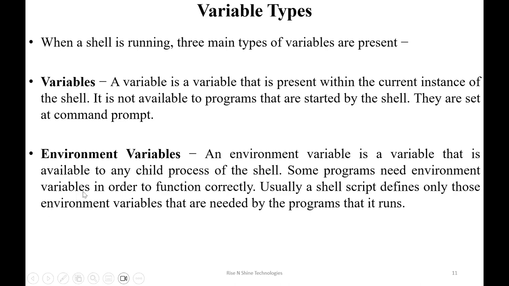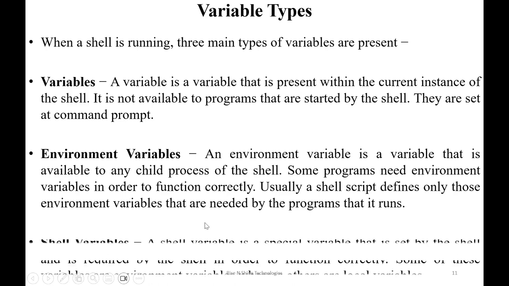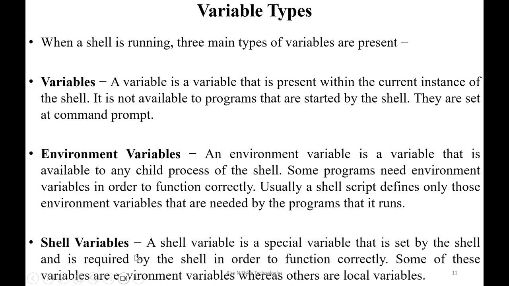Some programs need environment variables in order to function correctly. Usually a shell script defines only those environment variables that are needed by the programs that it runs. Normally the common variables we will define as an environment variable, or we use common variables from the system level. Two types of variables: we can define variables within the script, or we can define the variables at environment level, which can be used for multiple processes. But another type of variables is special variables.